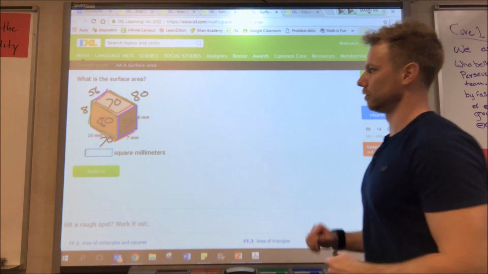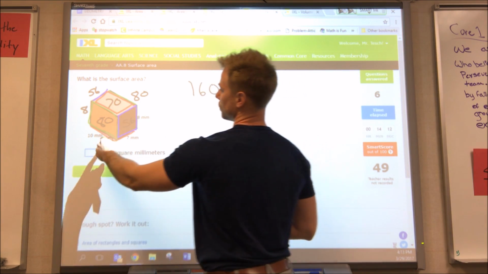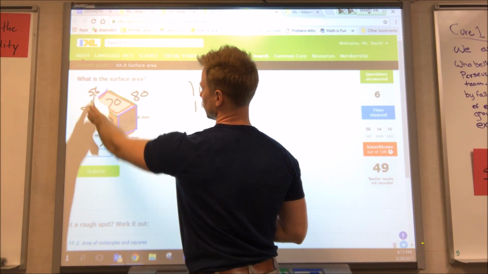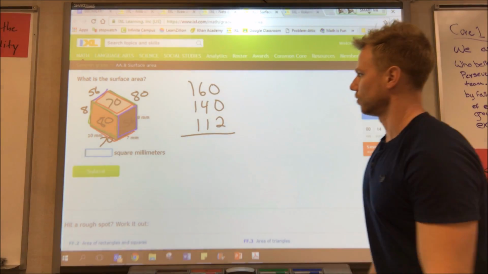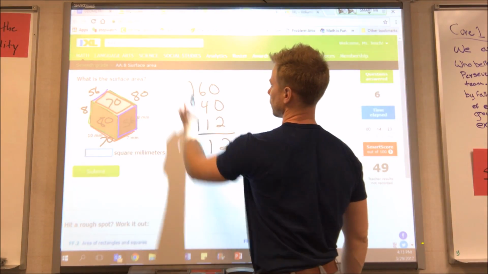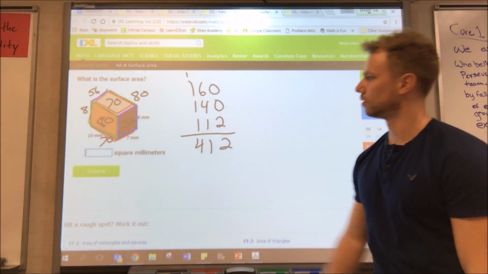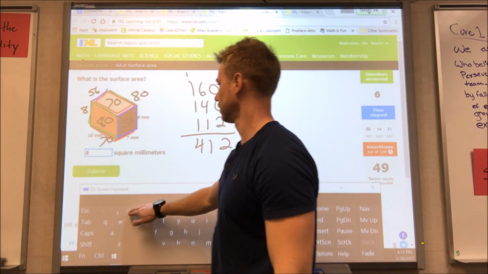Okay, so we add all of those together. 80 and 80 is 160. 70 and 70 is 140. 56 and 56 is 112. We add all those together, we get 412. So our surface area is 412.